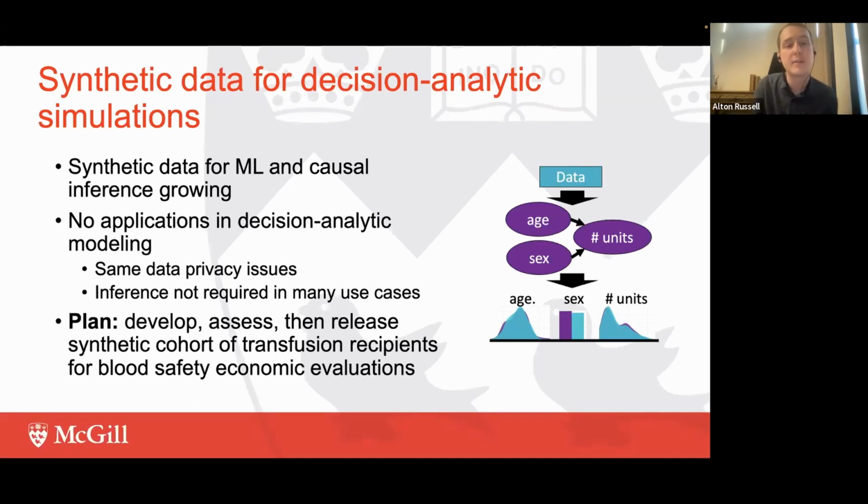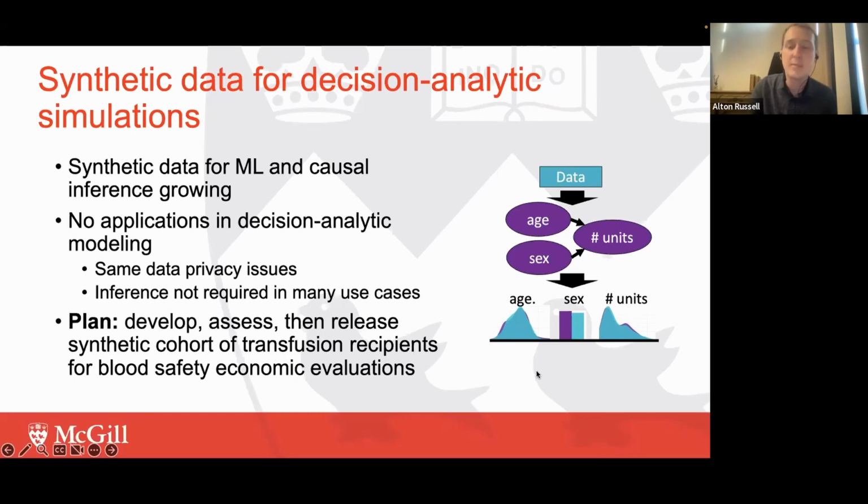So one of my future research areas that I would like to do is to generate, I'll start with blood safety or transfusion recipient safety, but take the data set and use something like a Bayesian network to generate a synthetic data set. So these are simulated patients, they're not real patients, but their distribution, and rather the joint distribution of the characteristics, look like the real data.